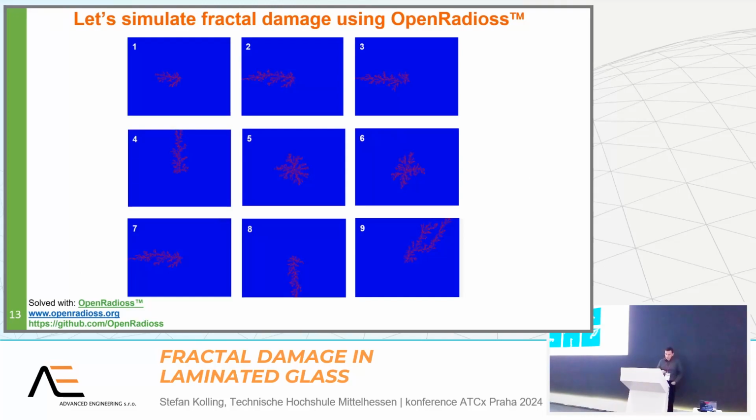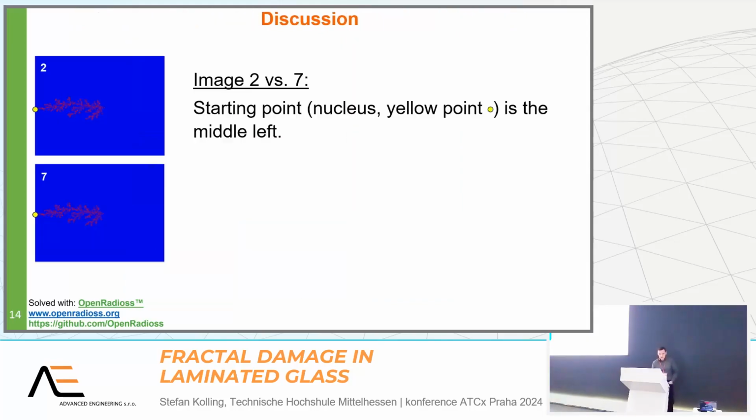So now let's simulate fractal damage using OpenRadioss. Here, this is already implemented in OpenRadioss, so you can start playing with it. The first one, also here are in total 9 structures, and I'm going to explain it in detail now.